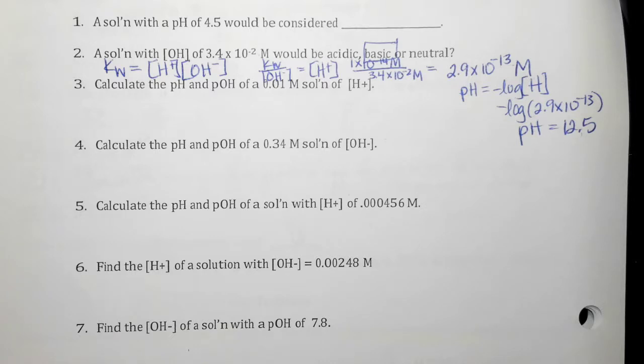Should we do another one? Yes, please. Calculate the pH and pOH of a 0.34 molar solution of hydroxide. Well, they gave me hydroxide this time, so the concentration of hydroxide equals 0.34 molar. I have to find pH and pOH. Which one should I find first? pOH, because that's what they gave me, so that'll make my life easier. pOH equals negative log of hydroxide equals negative log of 0.34 molar. I don't know what that is off the top of my head. Maybe like 1 something.